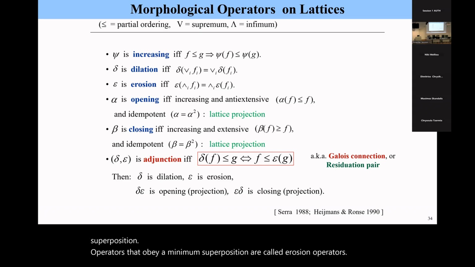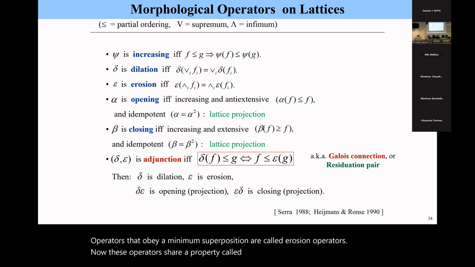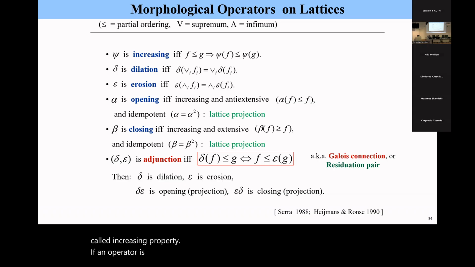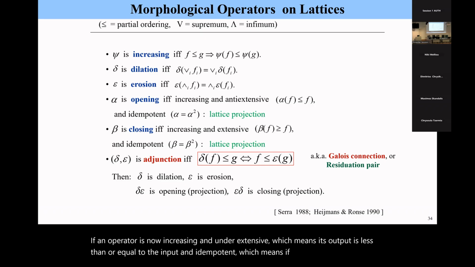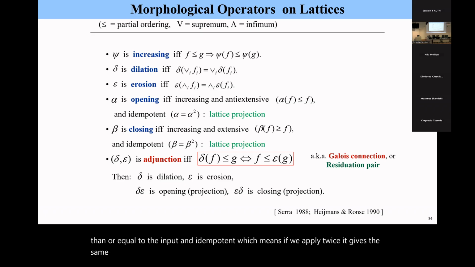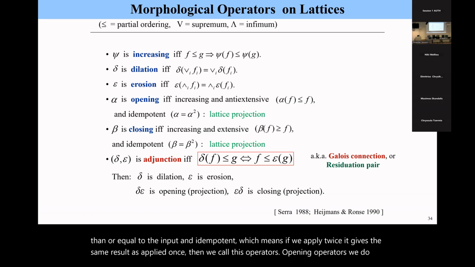These operators share a property called increasing, which means if we give them in the input two vectors f and g, or two functions f and g, where f is smaller than g everywhere, then the outputs of these operators obey this ordering. So this is called the increasing property. If an operator is now increasing and anti-extensive, which means its output is less than or equal to the input, and idempotent, which means if we apply it twice, it gives the same result as applied once, then we call these operators opening operators. We denote them usually by alpha.